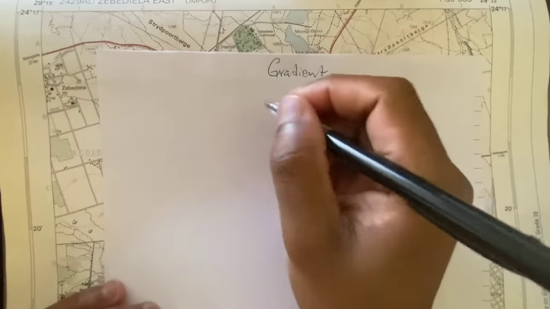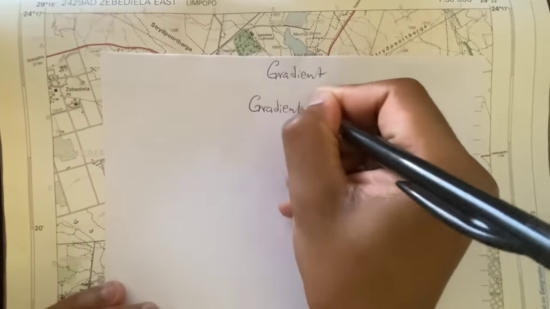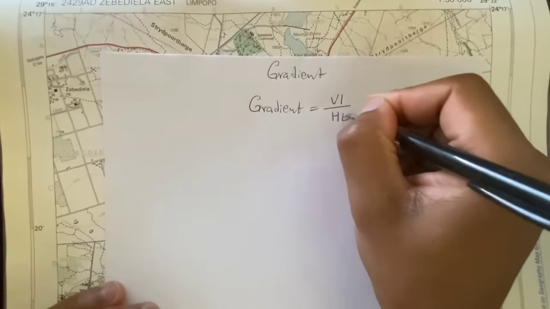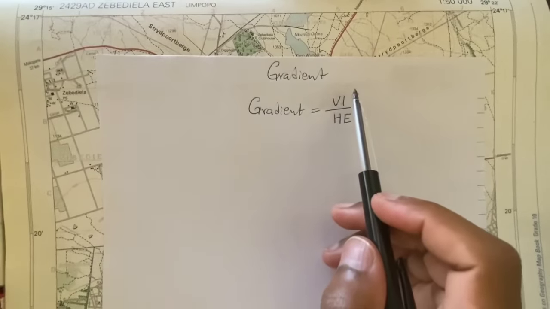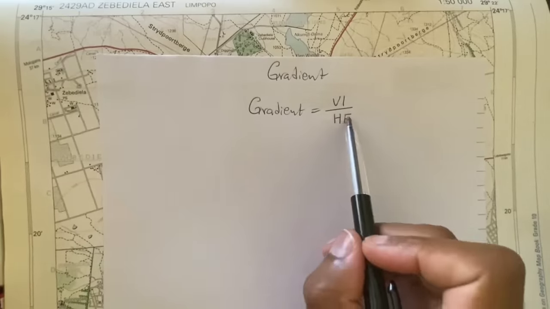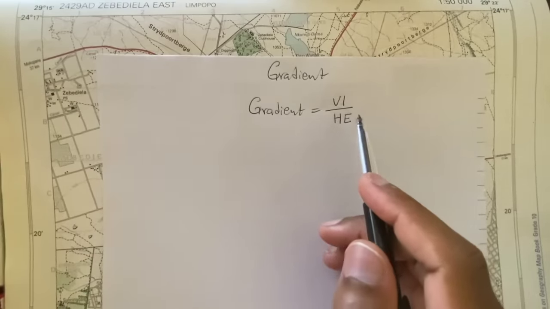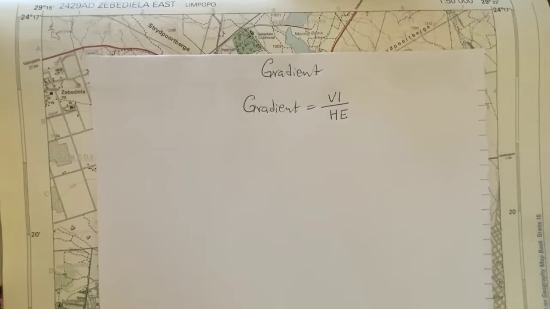So we use the formula, which is gradient equals VI over HE. Basically your VI, which is your vertical interval, is the difference in height, and then your horizontal equivalent is the distance between two points. So let's look at the example and work out the solution.